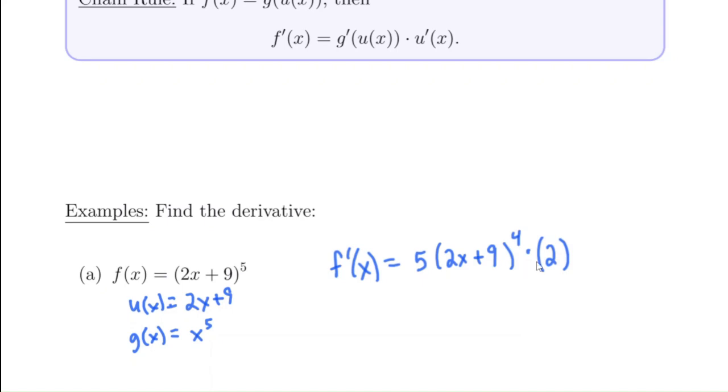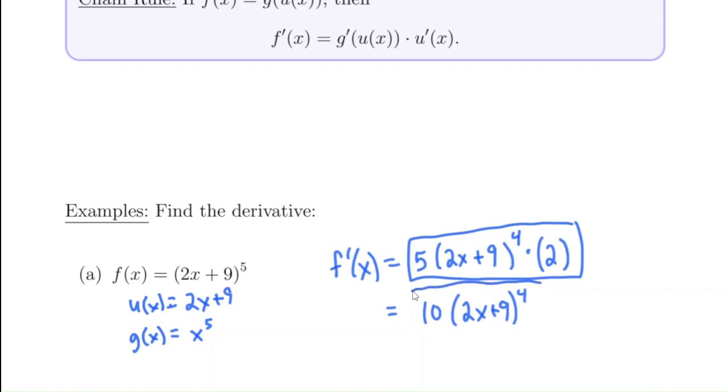In this case, the derivative is just 2. So that is our final answer. Now we could simplify this a little bit. The 5 times 2 is actually 10, and we could write this as 10 times 2x plus 9 to the fourth power, and leave our answer like this. Okay, so notice we took a derivative of a composition of functions.